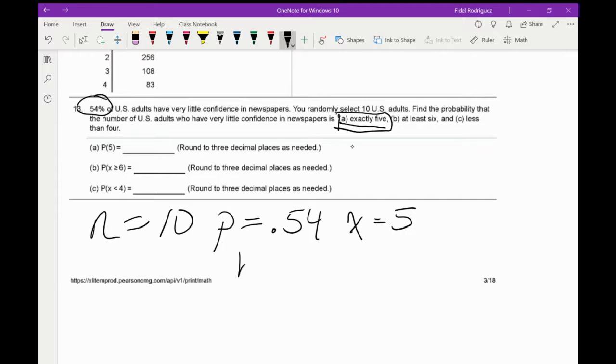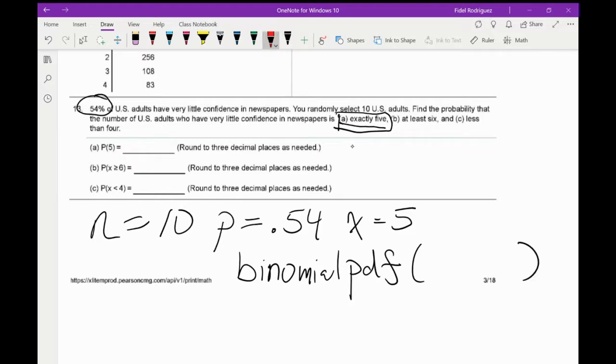So guys, this is going to be one of those binomial probabilities. So I'm going to use the Binomial Pdf, and I'm going to explain why I'm using the PDF. The PDF is what we use when we're trying to find exactly one particular number. So it's exactly 5, exactly 2, exactly 9, something along those lines, okay?